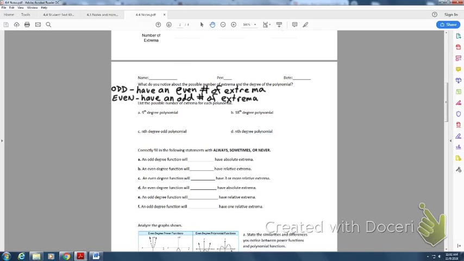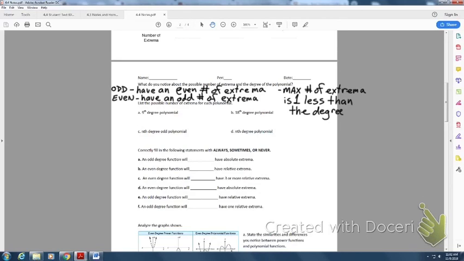Alright, the last thing that you need to know is the max number of extrema that a polynomial can have is 1 less than the degree. So if it's a 7th degree polynomial, the maximum number of extrema that a 7th degree polynomial can have is 6 extrema. It is 1 less than the degree.